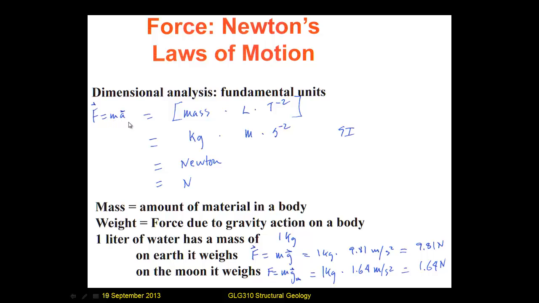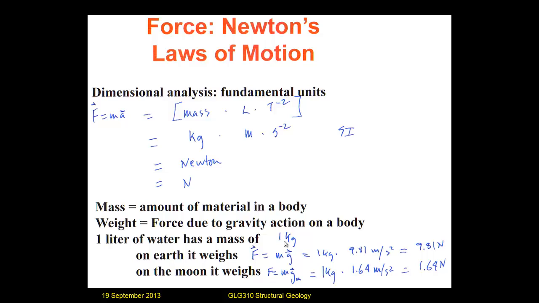If F equals ma, that's mass, and acceleration is some length divided by time squared, because it's length over time, which is velocity, but then again divided by time, because it's the change in velocity over time. In the SI units, the metric system, the commonly accepted units are kilogram for mass, meters for length, and seconds for time. So kilogram meters per second squared is the unit of force, which is a Newton, or we use N.